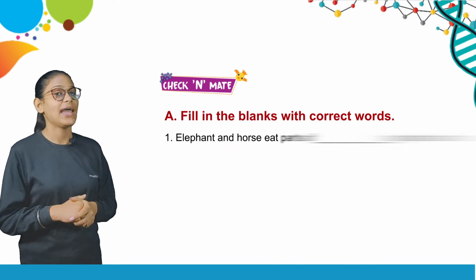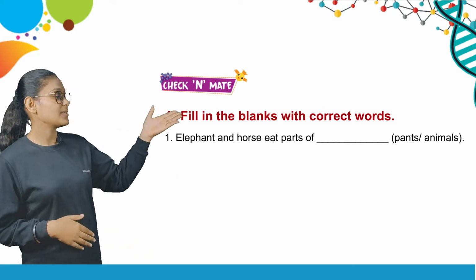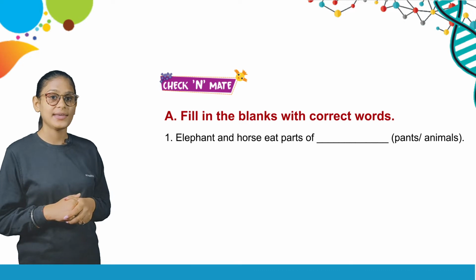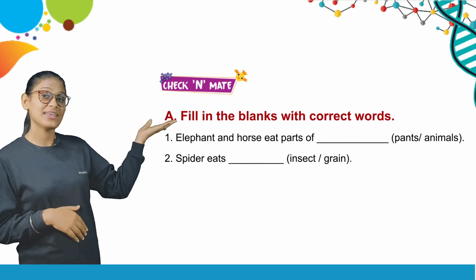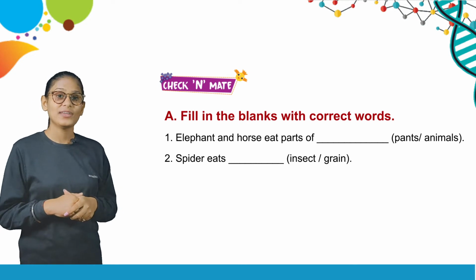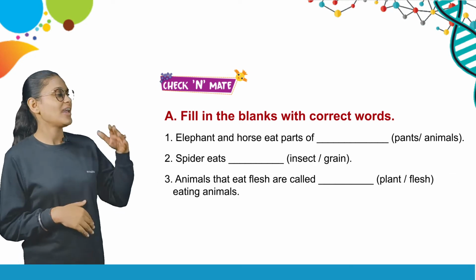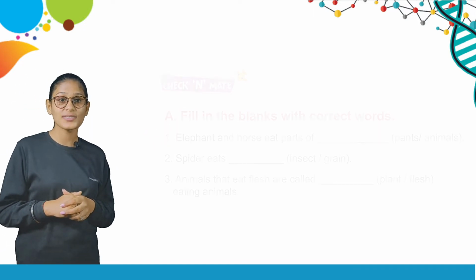First is, elephant and horse eat parts of plants. So you have to write in your book plants. Second is, a spider eats insects. Third one is, animals that eat flesh are called flesh-eating animals. Write down it in your books.